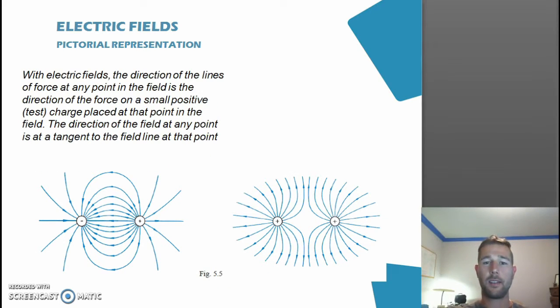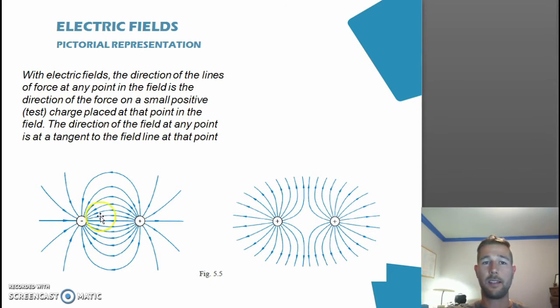Okay, the direction of the lines is also important. The direction of the lines indicates the direction of the force that would be experienced by a test particle. When we talk about electric fields, the test particle would be a small positive charge. So if it was released at any location within the field, the lines would indicate the direction it would go.